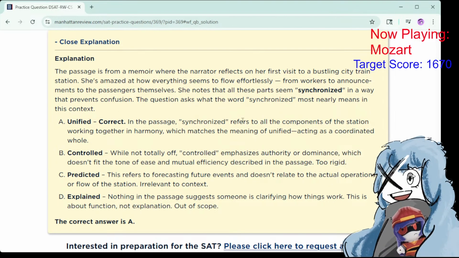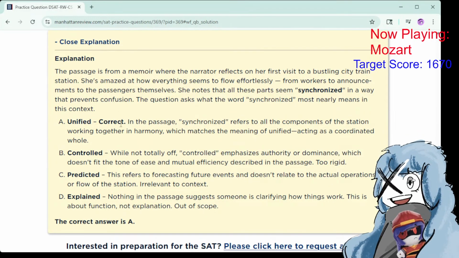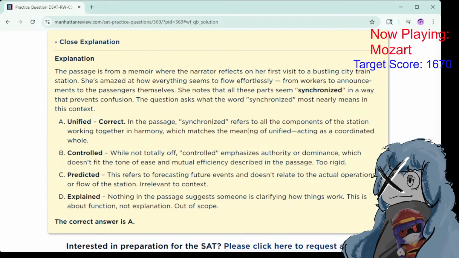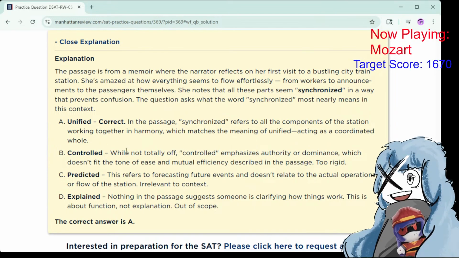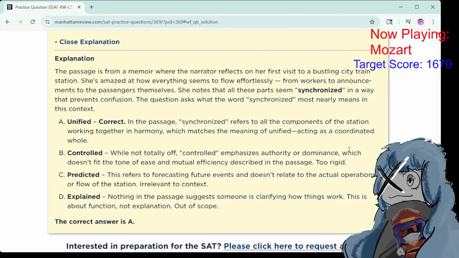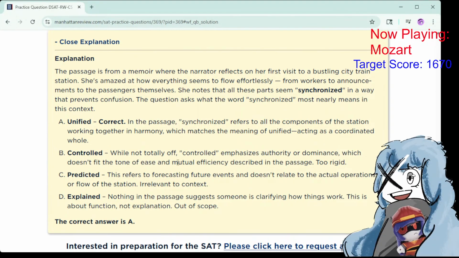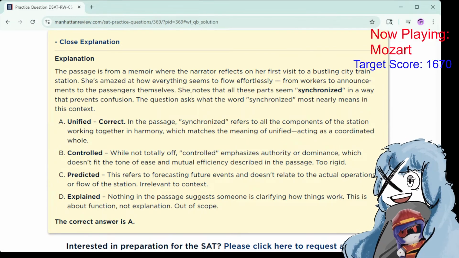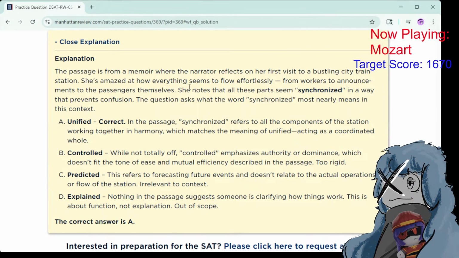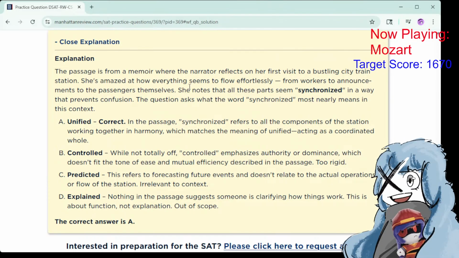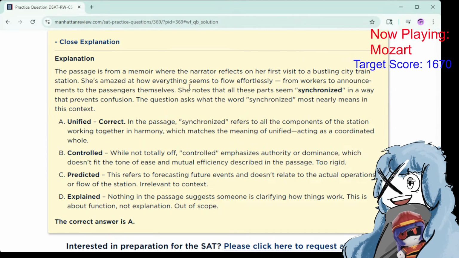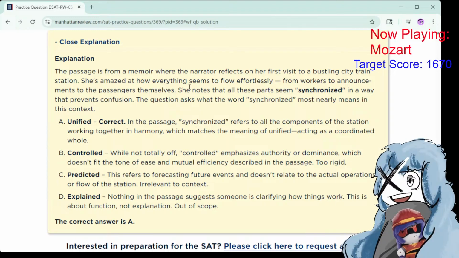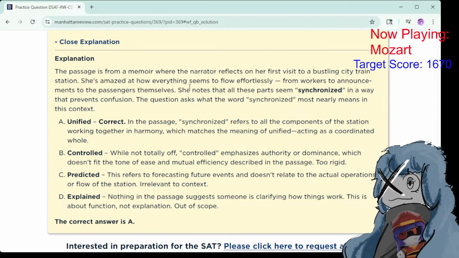Unified, correct. Synchronized refers to all the components of the station working together in harmony, which matches the meaning of unified. Controlled is not totally off, but control emphasizes authority or dominance, which is unfair to a tone of ease and mutual efficiency. Control is described in the passage as too rigid. So not only do you have to connect the meaning, you have to think about the tone too.